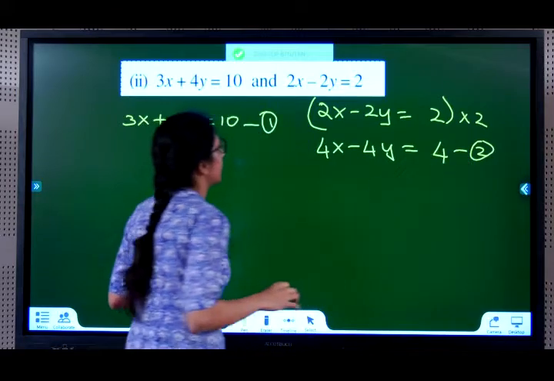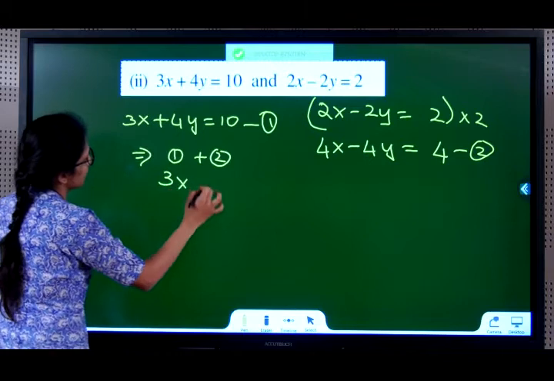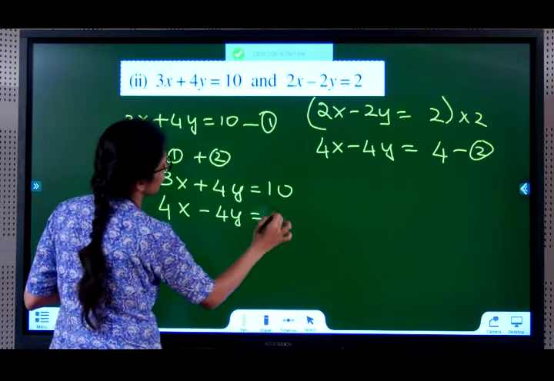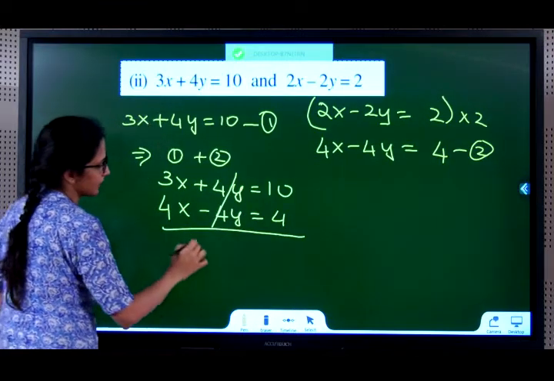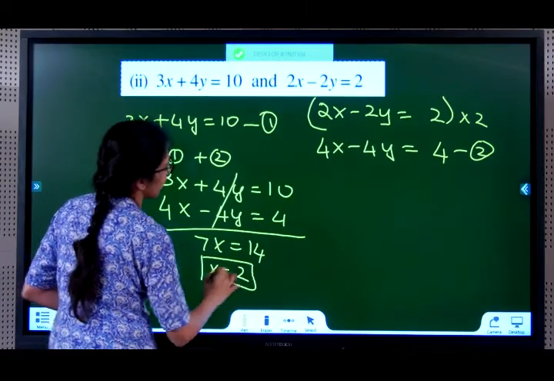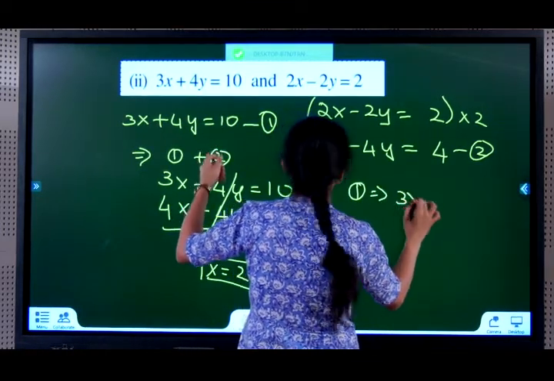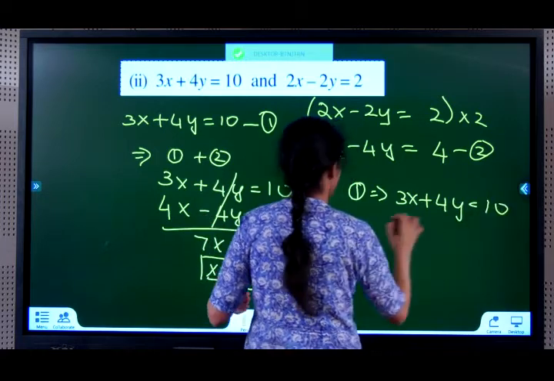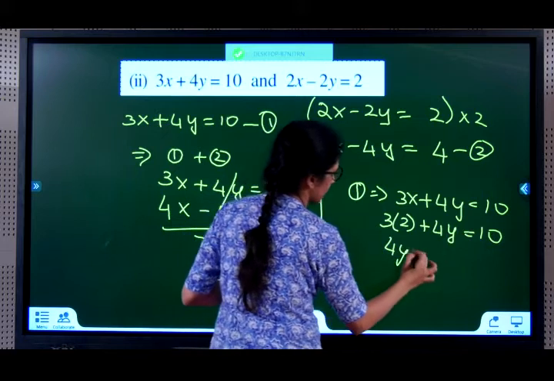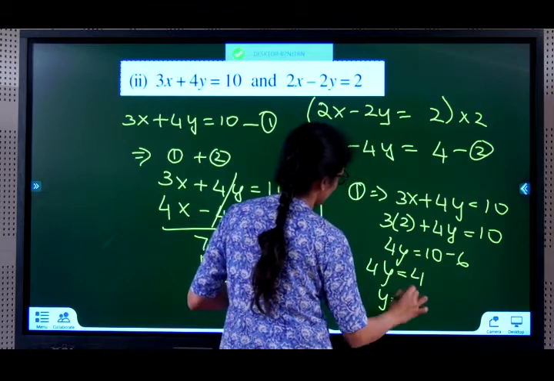So adding 1 and 2. 3x plus 4y is equal to 10. 4x minus 4y is equal to 4. Cancel, cancel. 3x plus 4x, 7x. 10 plus 4, 14. x is equal to 2. Substituting in any equation, so you can use the first equation itself. 3x plus 4y is equal to 10. You got x as 2. 3 into 2 plus 4y is equal to 10. 4y is equal to 10 minus 6. 4y is equal to 4. y is equal to 1.